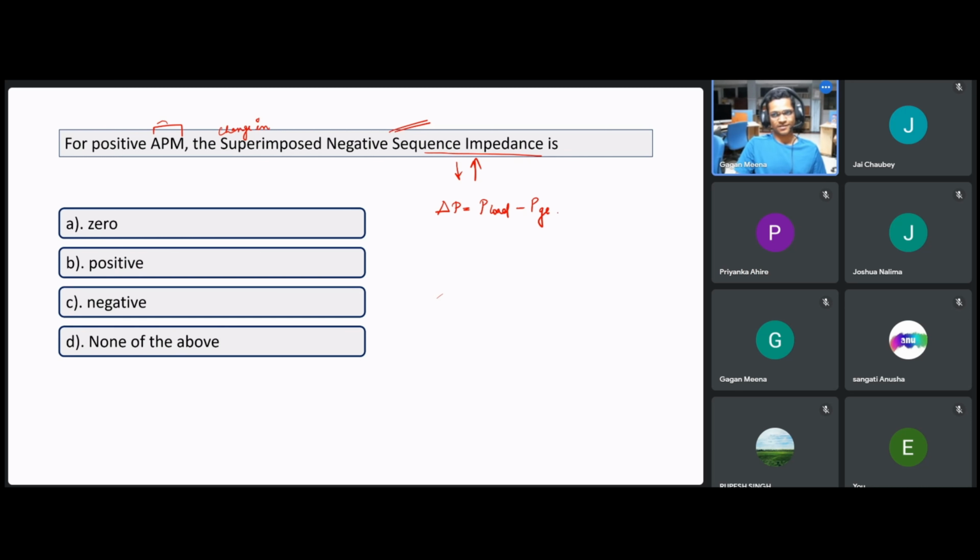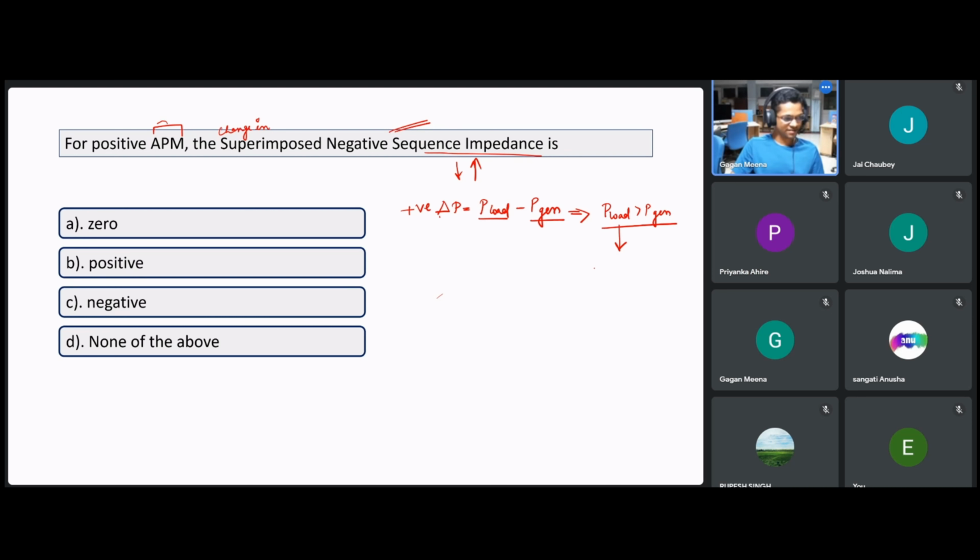You know that this mismatch is P load minus P DG. If this is positive, what does this mean? Positive delta P. This will imply that load is more than generation.